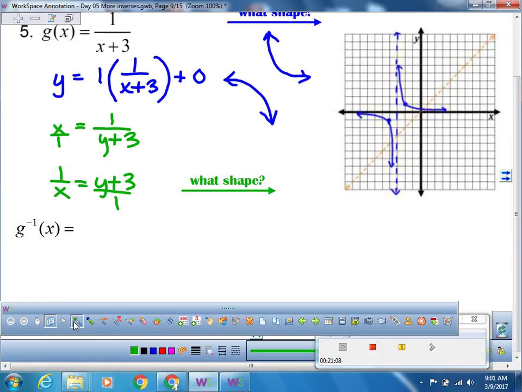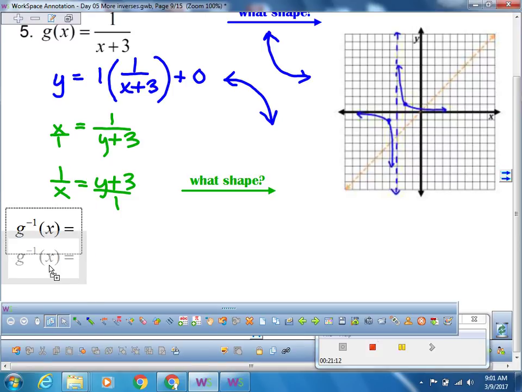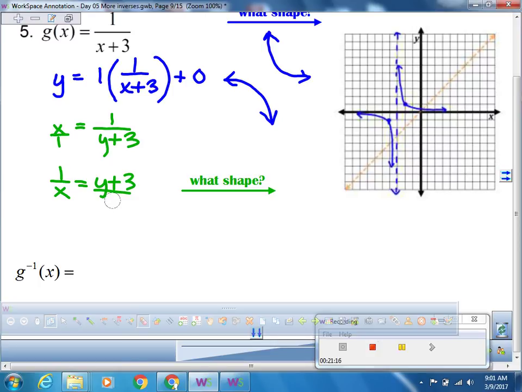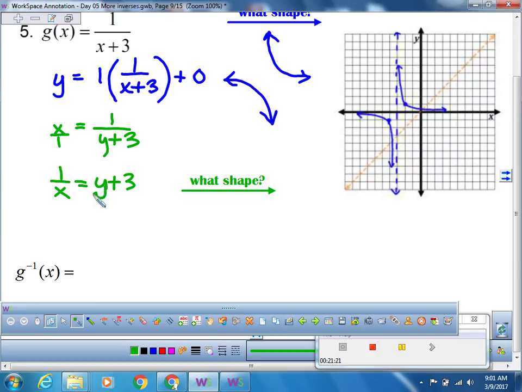Now these are the easy ones. Move this down too. I don't want to skip any steps. So now I'm going to erase this because I don't need it. And subtract the 3. So I have 1 over x minus 3 equals y. So my inverse function is 1 over x minus 3.